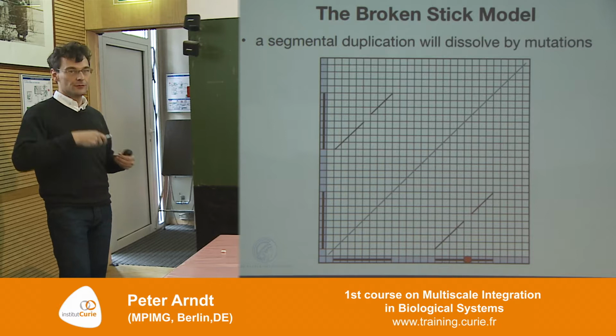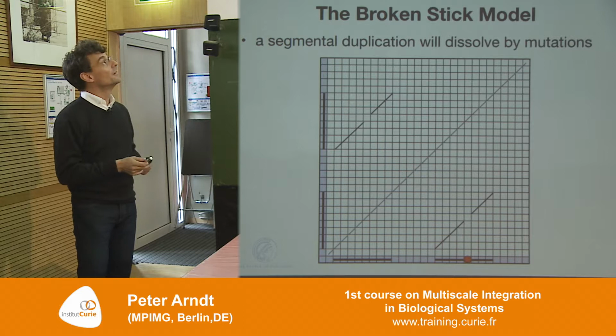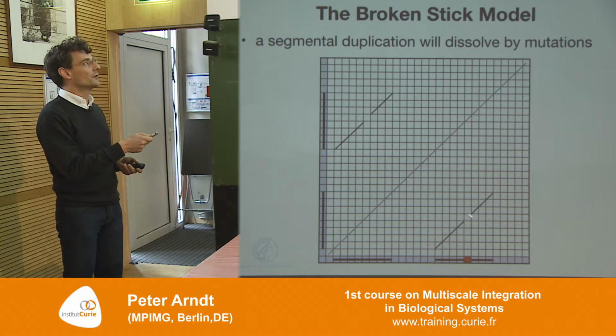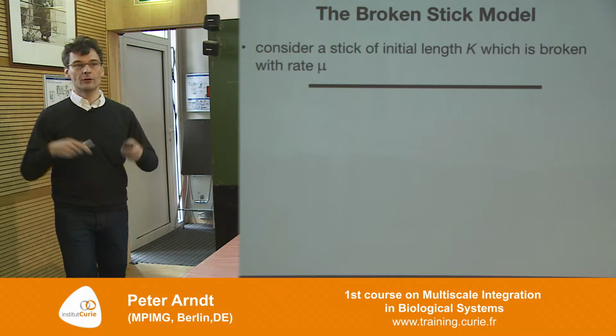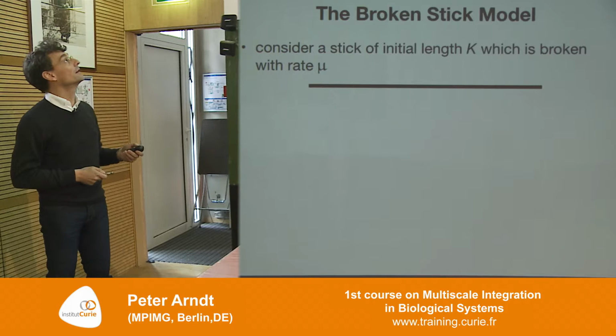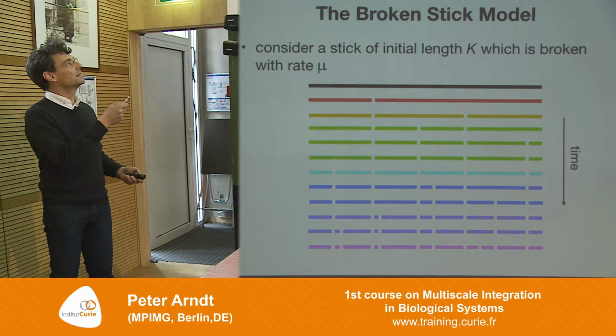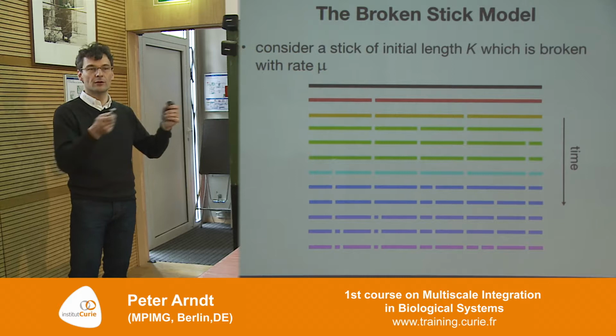Then evolution turns on, and there are nucleotide exchanges. What does a nucleotide exchange do? It exchanges this base, so it will break the stick at this position. Out of one stick, you generated two sticks. There's actually a very old dynamic model of stick breaking. You start with one stick and you just break the stick in time, and you accumulate more and more breakpoints.